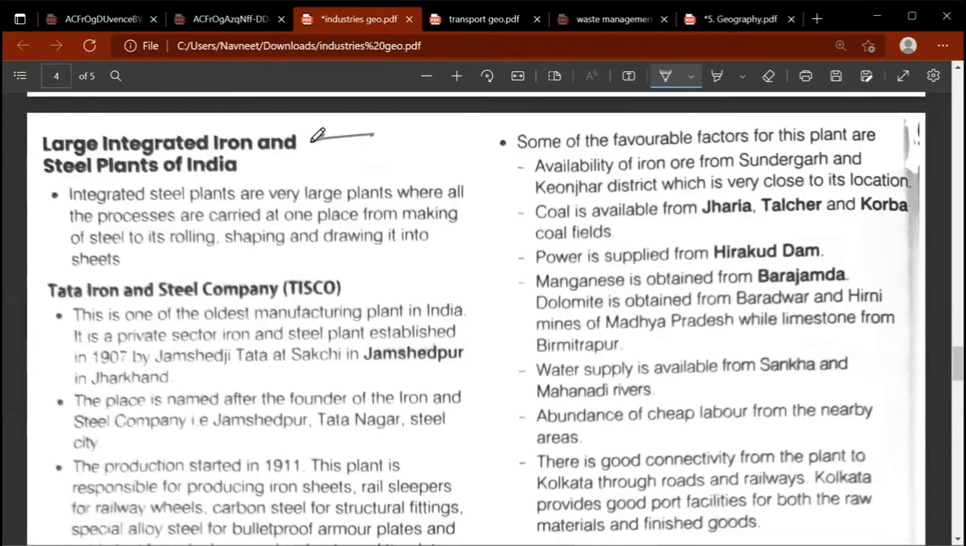Large integrated iron and steel plants of India. Integrated steel plants are very large plants where all the processes are carried out in one place, from making of steel to its rolling, shaping, and drawing it into sheets.